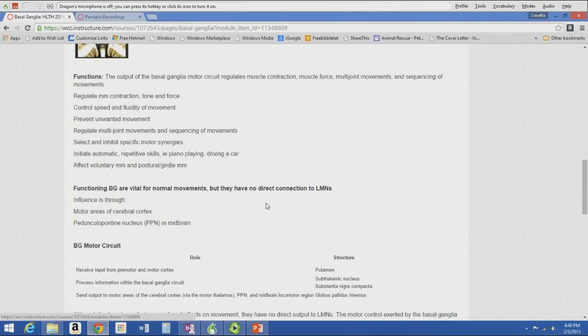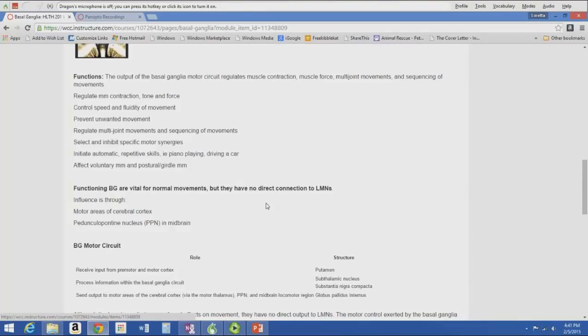It initiates automatic and repetitive skills like playing the piano or driving a car. It's not like every time we drive a car we have to figure it out from scratch. You get to the point where it's automatic. You just get in the car and you do it, and your basal ganglia is controlling and initiating a lot of that stuff. And it also affects some of your voluntary muscles and postural girdle muscles. So that's a big deal in Parkinson's, those postural muscles, and you start to get this characteristic Parkinson's posture where someone's bent forward, and we'll have some pictures of people, some videos of gait, which is kind of interesting.